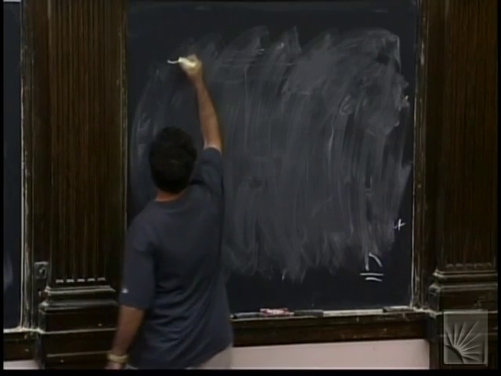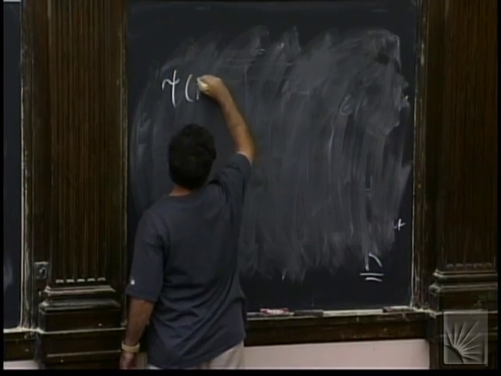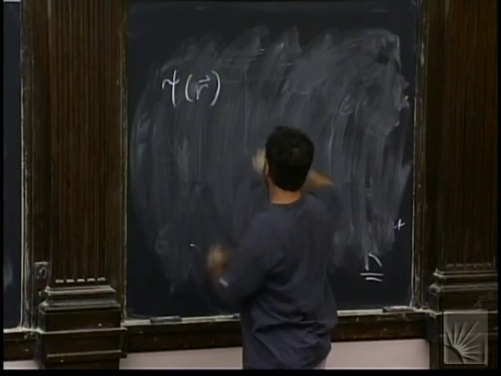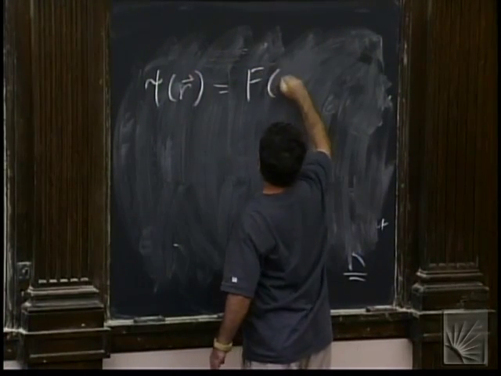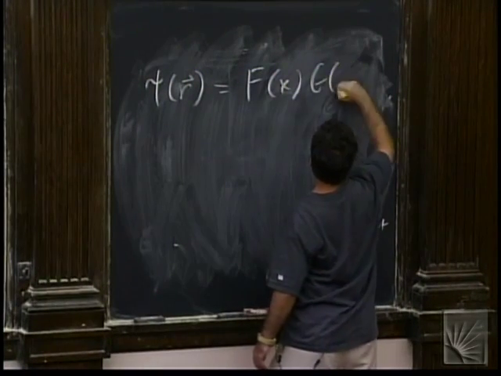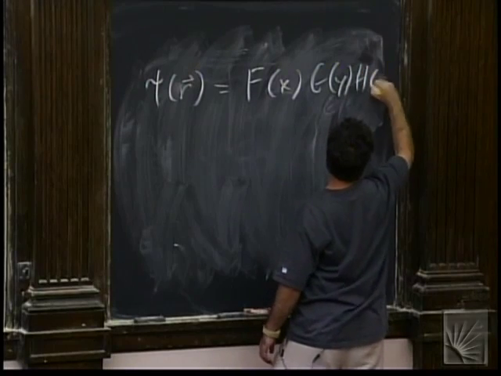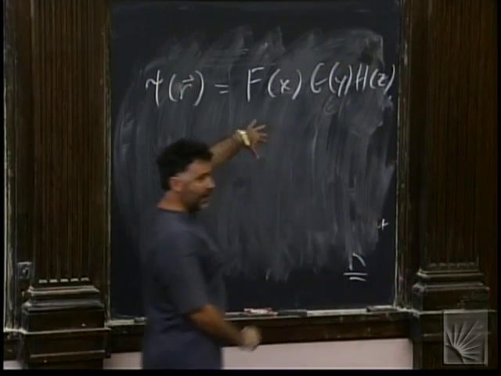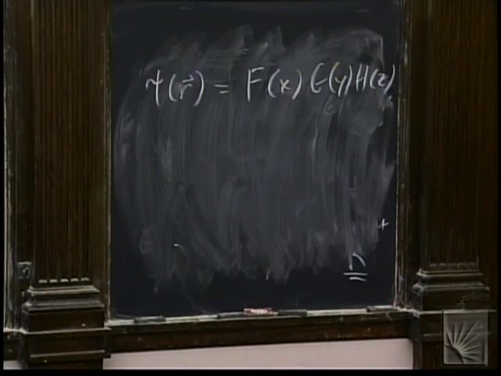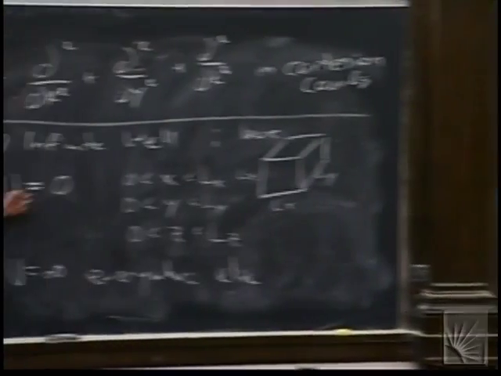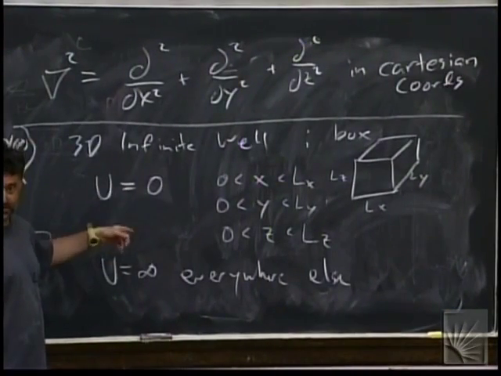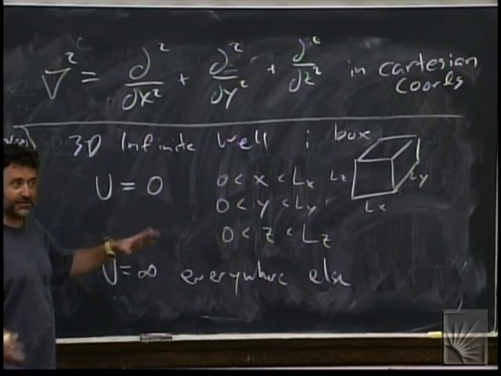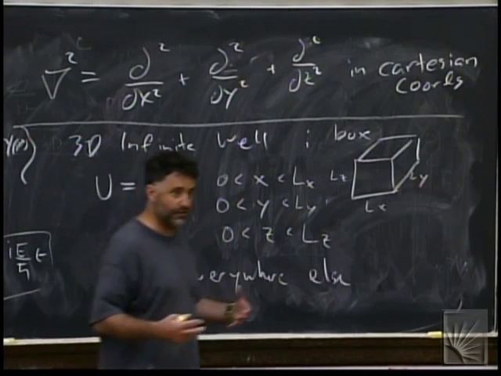Okay, then we do the standard thing. You write your psi of r is equal to f of x, g of y, h of z. Basically, it's a product of three independent functions, and the reason why you can separate this is that your potential has no functional dependence mixing x, y, or z.